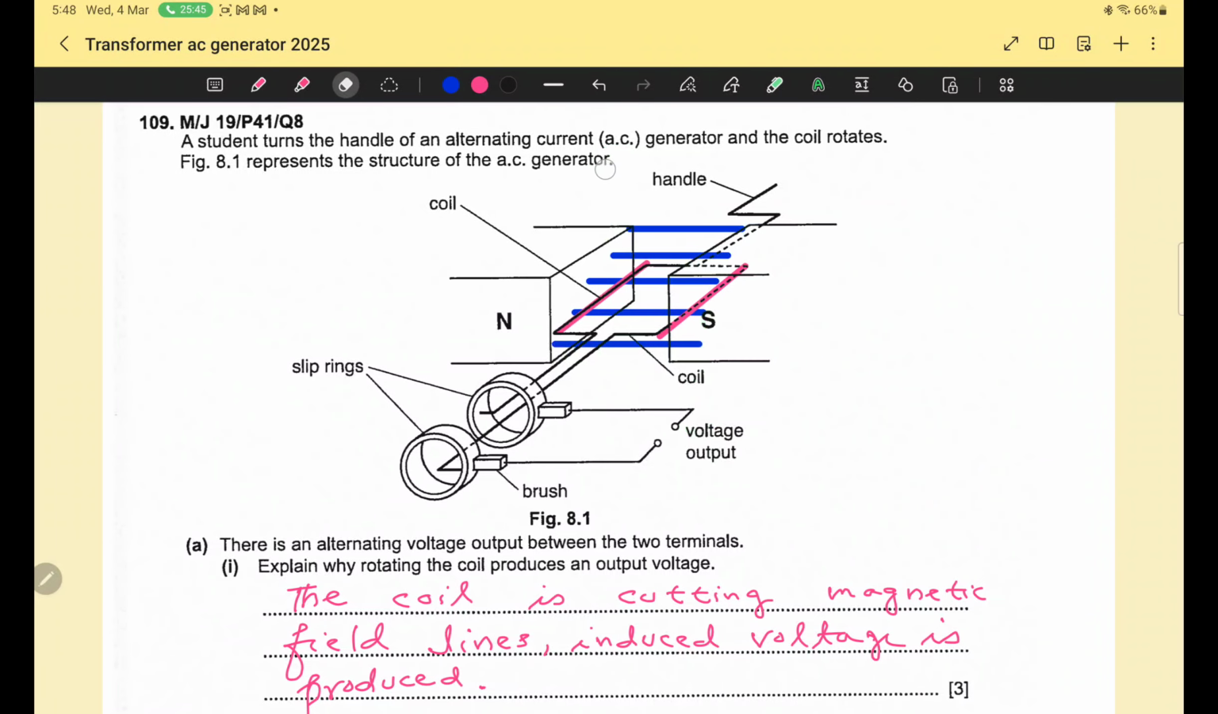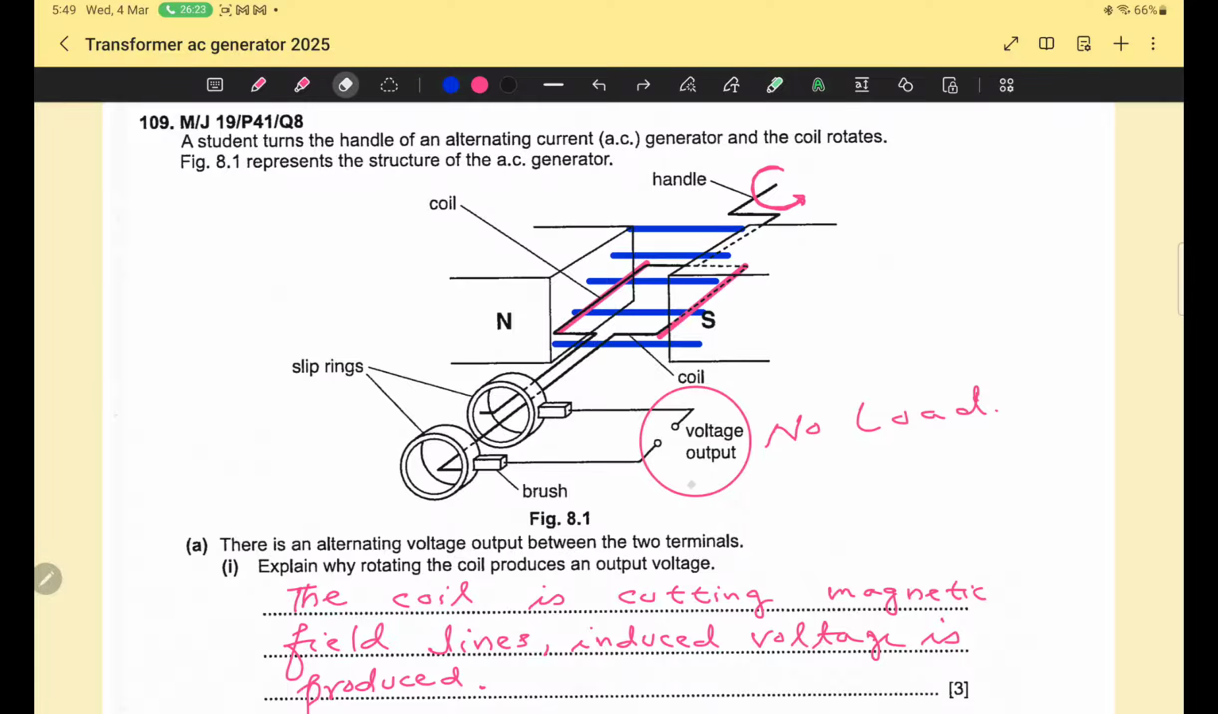Consider initially there is no load here. If there is no load, then obviously there is no resistance. And when there is no resistance, then it is very easy to rotate the handle because electricity is being produced, but due to no load, so no resistance. And when there is no resistance, there is no conversion of electrical energy into the other form of energy.